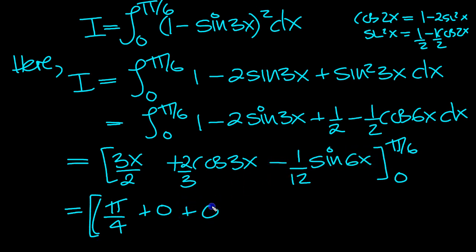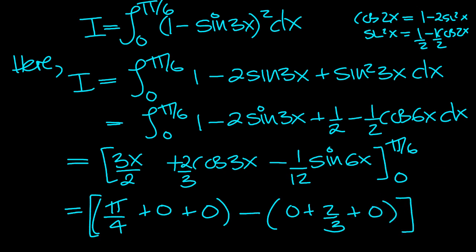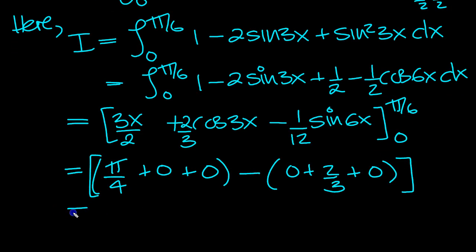So that's a minus or plus 0. It doesn't matter, does it? Take away the bottom value, put 0 in, we get 0. Cos of 0 is 1, so it's plus 2/3. And sin of 0 is 0 as well. Plus or minus doesn't matter because it's 0. So we end up with pi over 4 minus the 2/3, isn't it? Which equals 1 over 12.